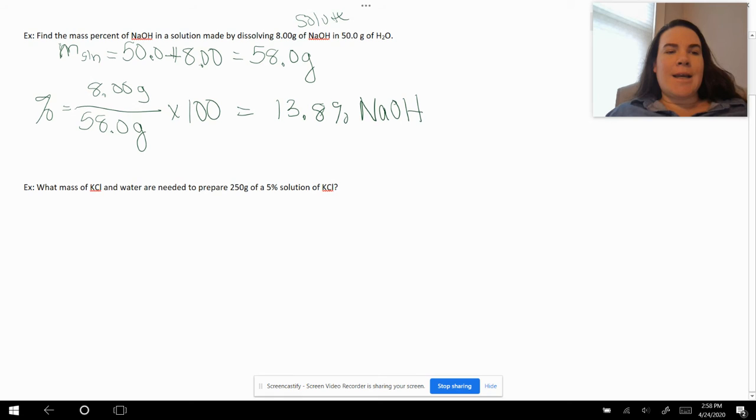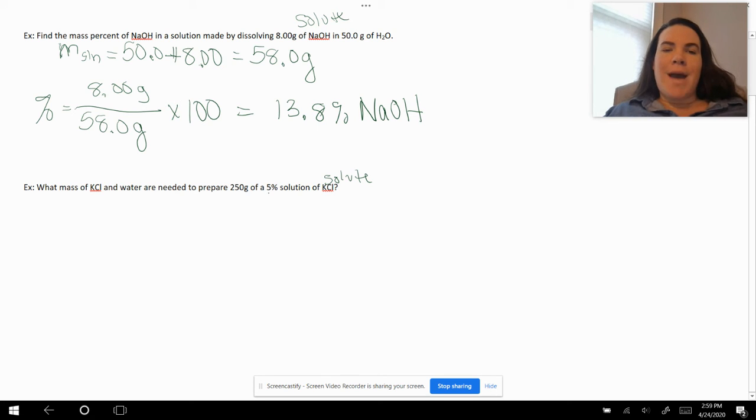Okay, so for our second one, we're going to find the mass of potassium chloride and water. We've got a 5% solution of calcium chloride. That means that that's our solute. And for this one, the easiest way is to use the total mass, solve for the mass of the solute, and then we can just subtract to find the mass of water.